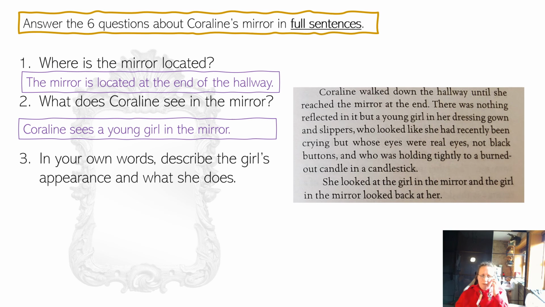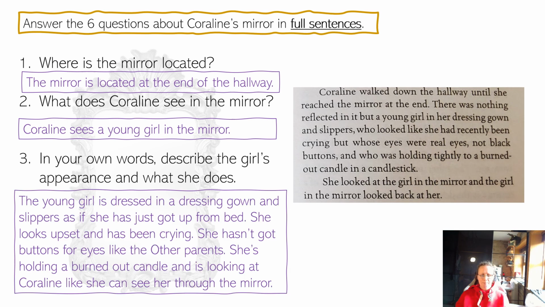Okay, now question number 3. Now you may have, depending on how you pause a video, you may have included some details from number 3 and number 2, so that's okay. Question number 3 was in your own words. Describe the girl's appearance and what she does. So I have written in my answer, the young girl is dressed in a dressing gown and slippers as if she's just got up from bed.